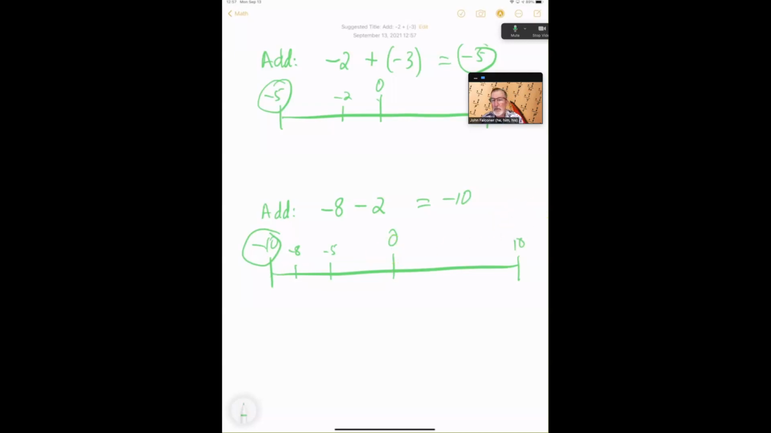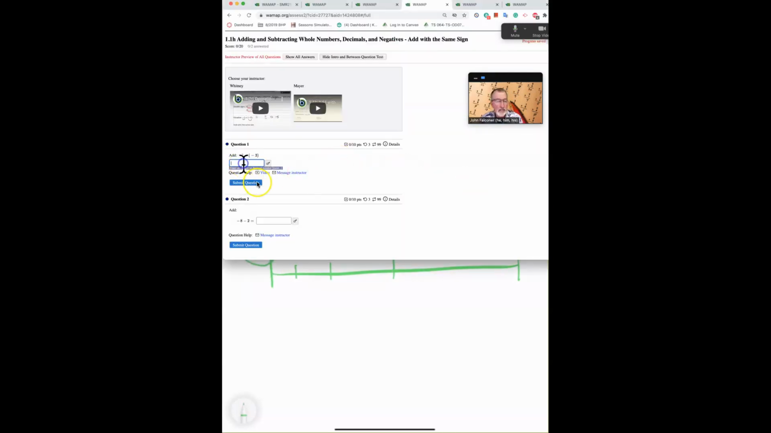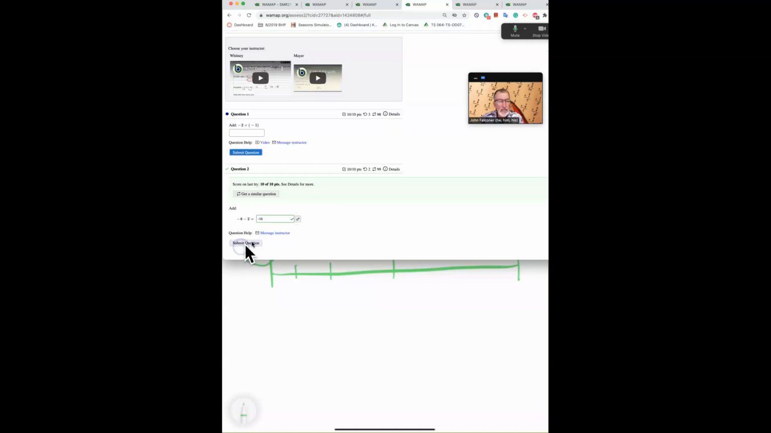And let's put those in at WAMAP and see what they say. So the first one we said -5, and the second one we said -10. I'm curious, when we answer these, we'll submit these. So this one was correct. We'll get a similar question, see if it's positive. No, they're both negative. So you'll just have to watch for that.